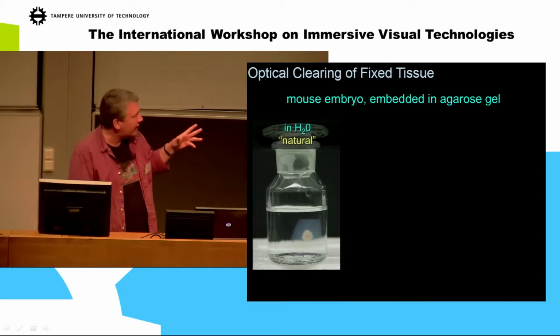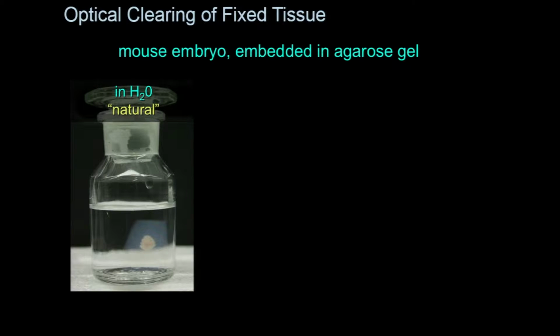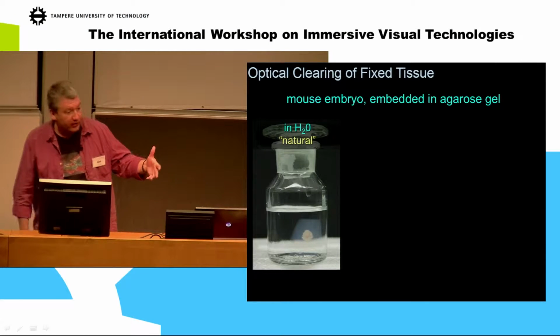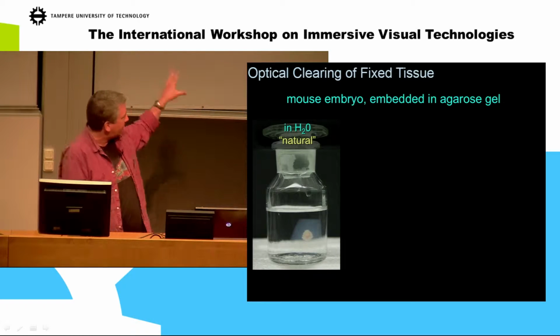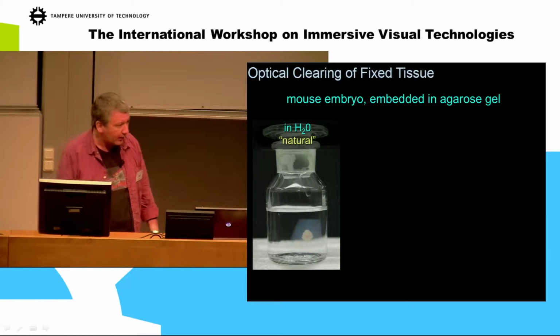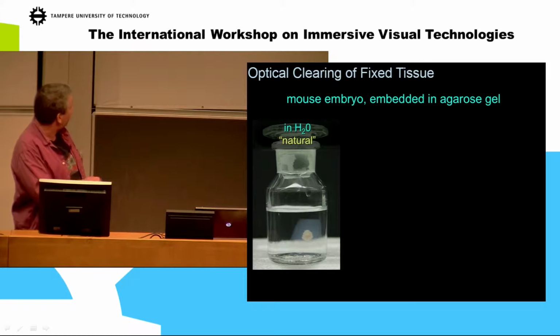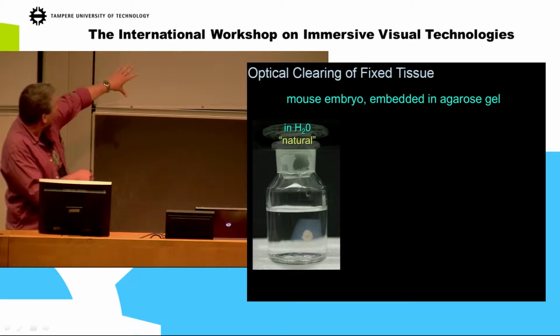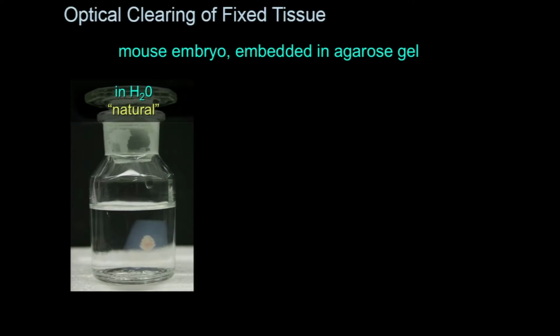A bit at the beginning, because you're probably not used to looking at these sorts of samples: everything I'm going to show you is on cleared samples, which are dead and fixed. The techniques can work on live samples as well, but the data I'm going to show is on these fixed samples, and you'll see why in the slide. This little thing here is a mouse embryo. It's embedded in a block of agarose, and here it's in a vial of water.